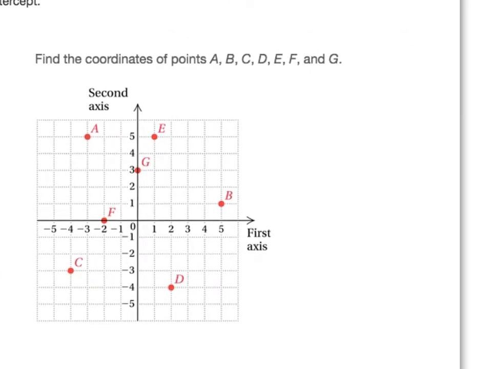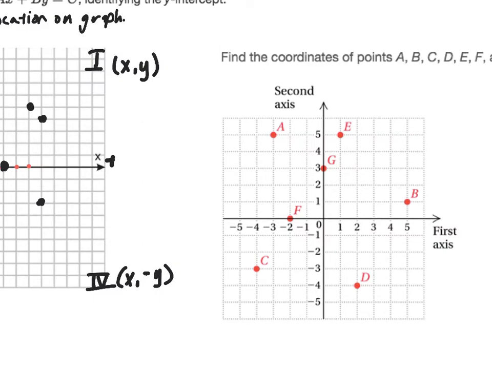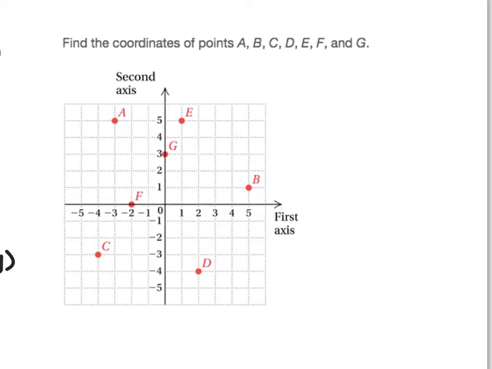All right, so on this next example, they want us to find the coordinates of points A, B, C, D, E, F, and G. We see those points here. Not only do we want to be able to take a point and plot it, like we did here, but we also want to be able to look at a graph and know what those points are.